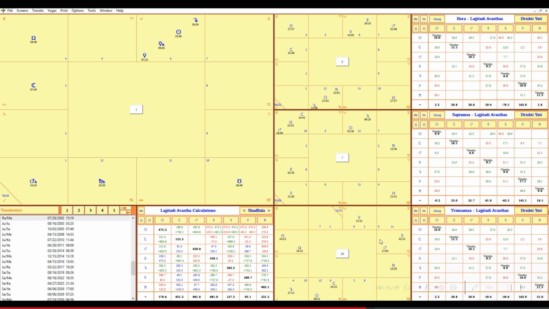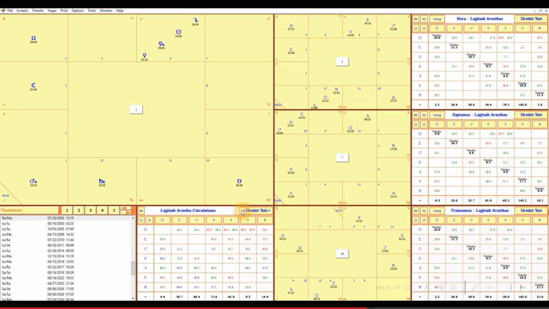Now, what's really happening is, in this Varga, Mars absolutely sucks, right? In this Varga, Mars is only giving bad. Like if I go to the Drishti Yuti, the bad it's giving is 41.8. And it's only going to give that bad in this Varga, which means in the Trimsamsha, nothing good is going to happen. Nothing good's going to happen from Mars, because he has no capacity to give any delight or anything in the Trimsamsha.